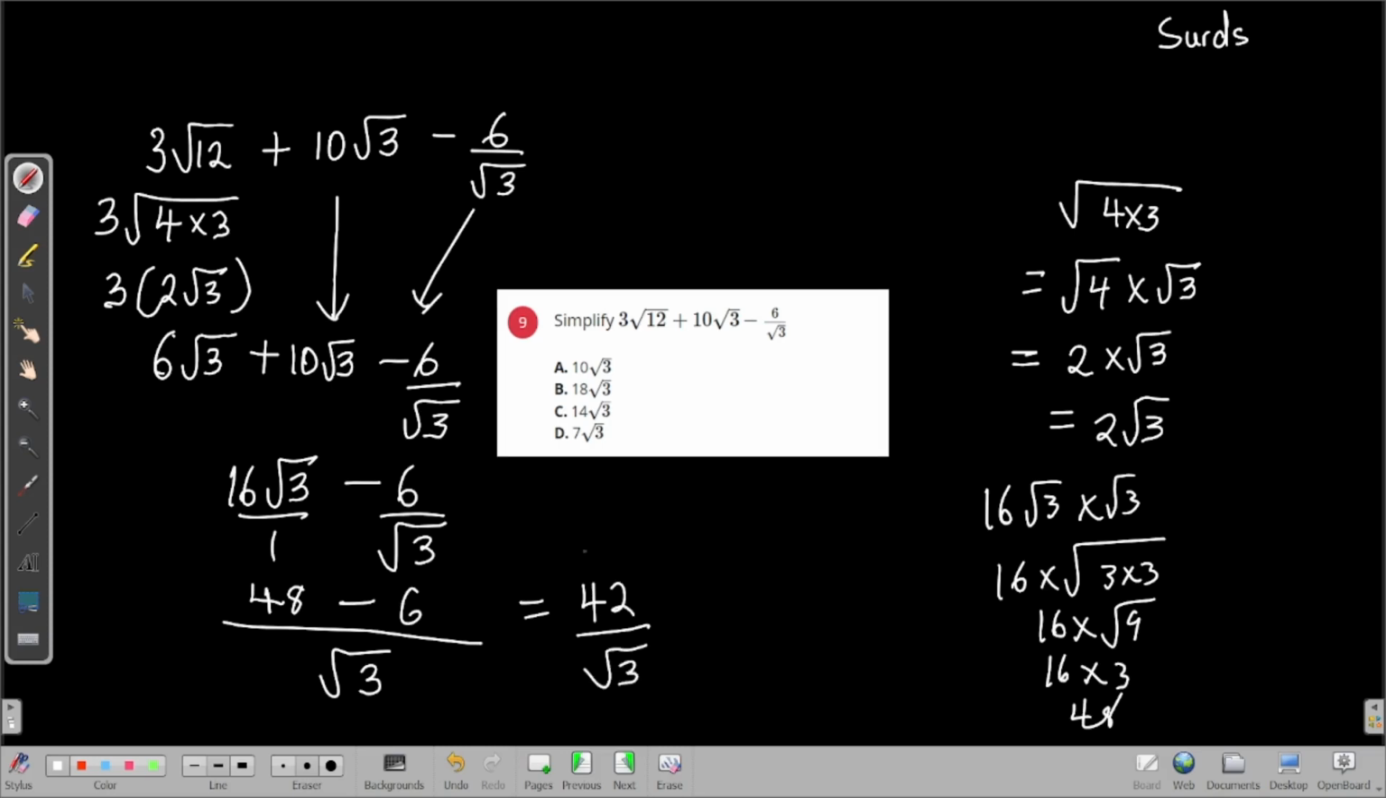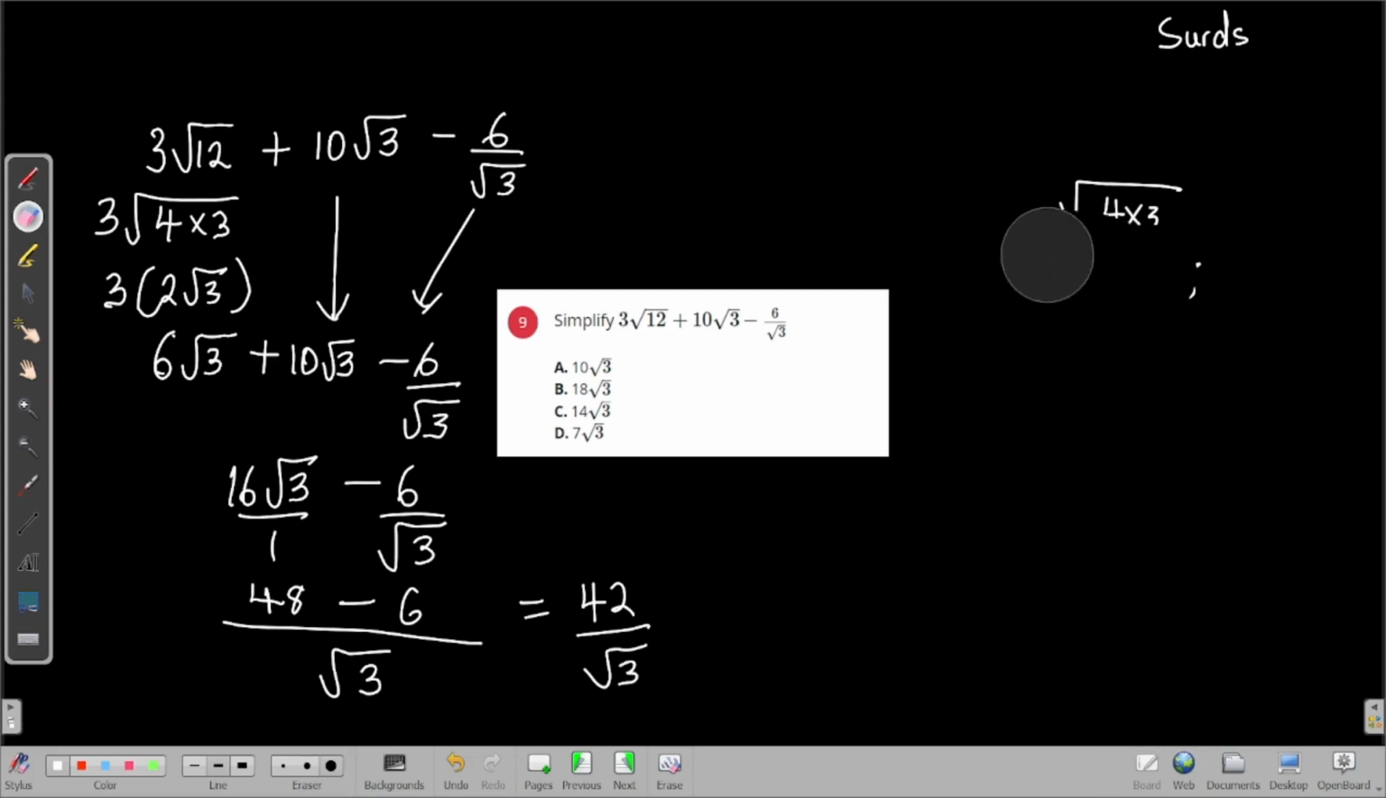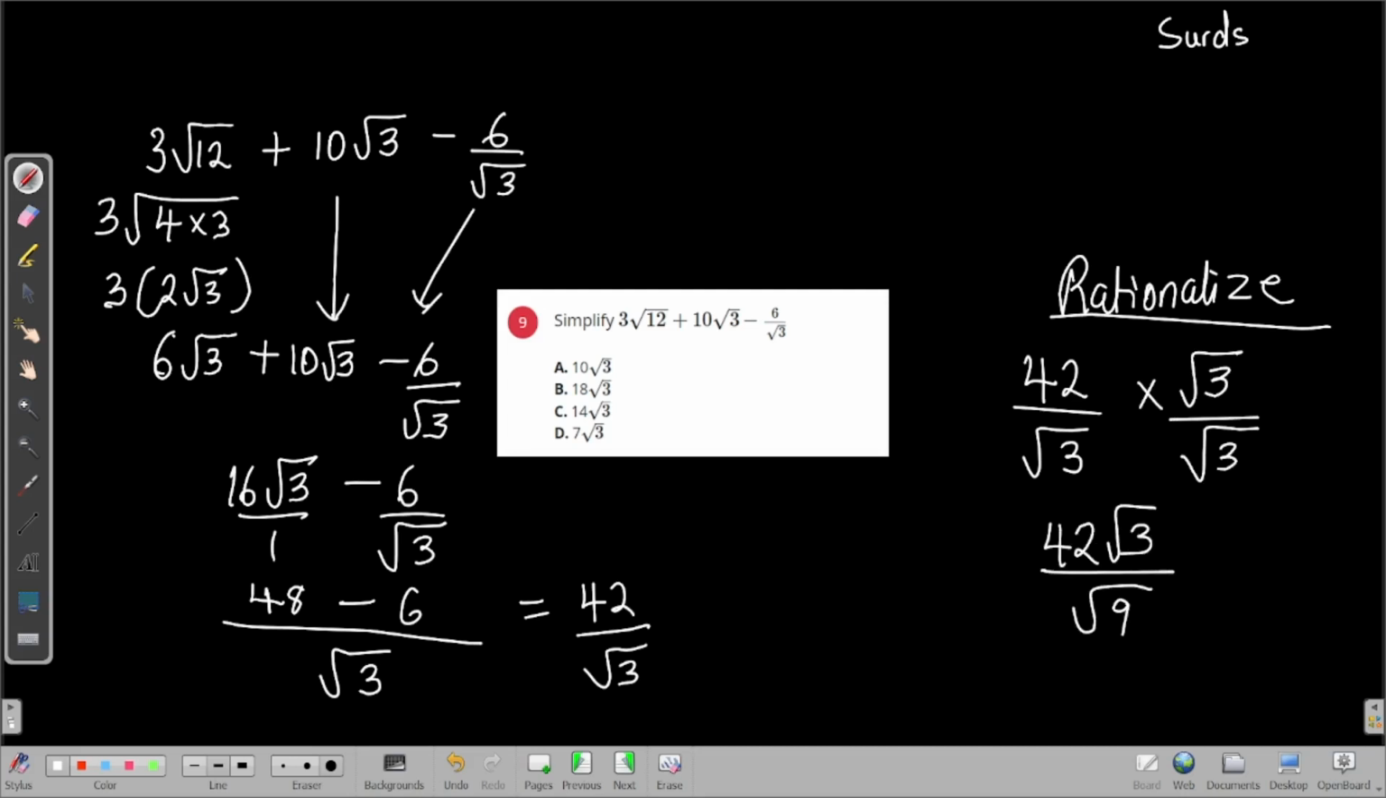So now, whenever you have a surd in the form of a fraction like this, you never leave the denominator as a surd. We do something called rationalization. So let's rationalize our surd. How do you rationalize? This is a very simple surd, so you just multiply both numerator and denominator by the denominator. So this is 42 root 3 over root 9. 9 is from 3 times 3. That's 42 root 3 over 3, which is 14 root 3, and that's option C.